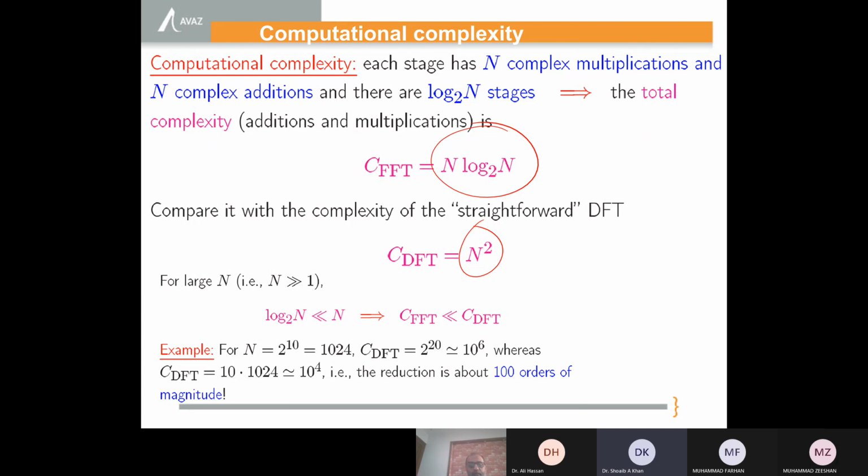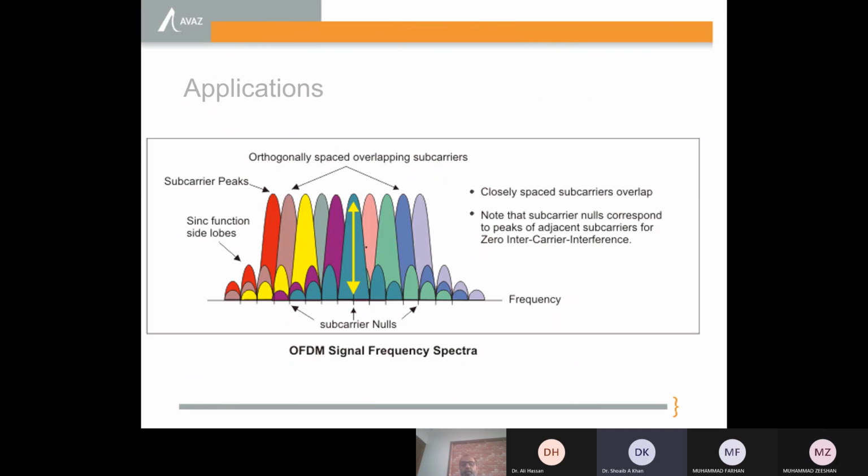अच्छा, उससे फ़ायदा क्या हुआ? अदरवाइज एक 1000 पॉइंट का DFT would have taken 10 raised to the power 6 multiplications, whereas the FFT would only take 10 raised to the power 4. 100 orders of magnitude difference. यानी कि एक जगह आप 100 DFT कंप्यूट करें और एक जगह एक करें, सेम वक्त में होंगे. So this is an amazing algorithm, and this is the last topic.